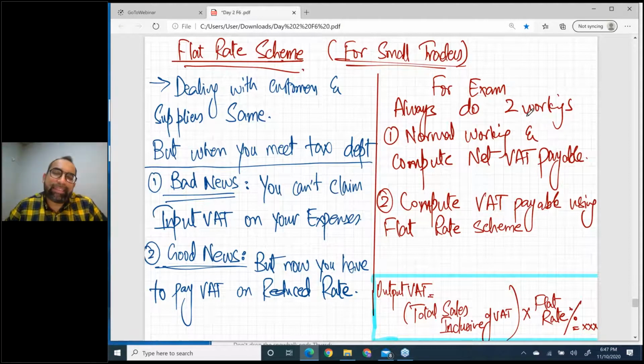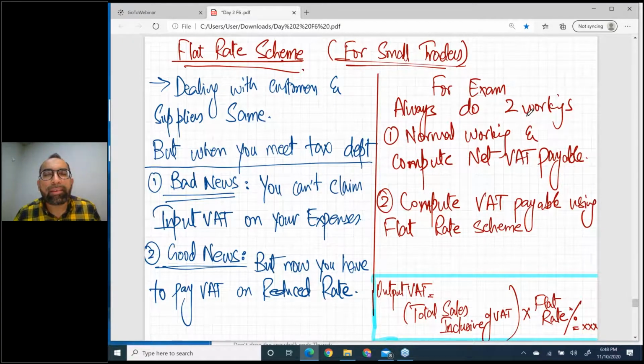The bad news here is that you actually paid VAT to your suppliers, but you cannot claim any input VAT. The tax department will say bye bye, go, we are not returning you any input VAT. So this is bad news. You have paid the VAT to the supplier, but you are not eligible for any input VAT recovery now.